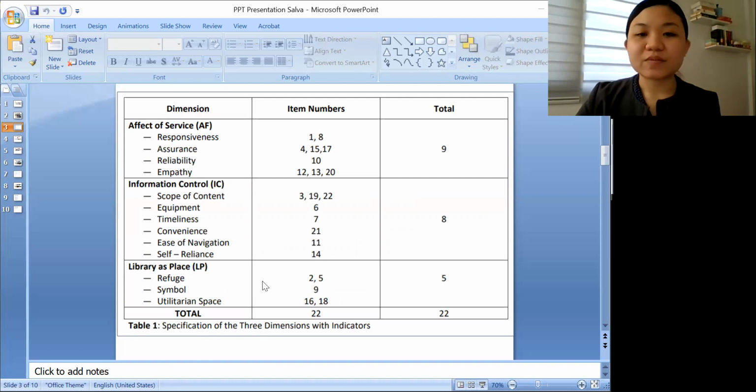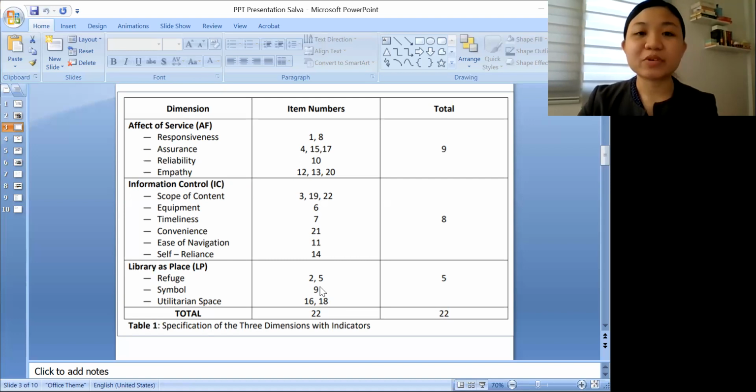Knowledge and helpfulness of the library staff in providing user services. The table shows the specification of the 3 dimensions with indicators. Beside the dimensions are the item numbers where the dimension is reflected, followed by the total number of items in the instrument. The IC, or information control dimension, focuses with 8 questions on the adequacy of print and non-print collections, easy-to-use access tools, library website, and self-reliance in information access.